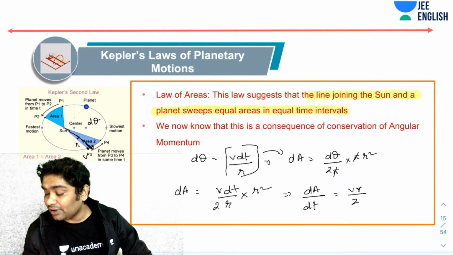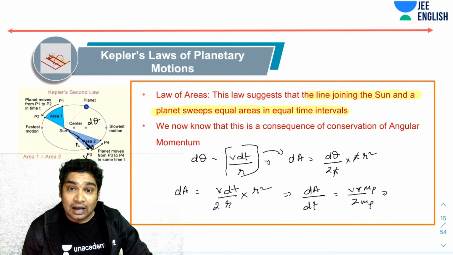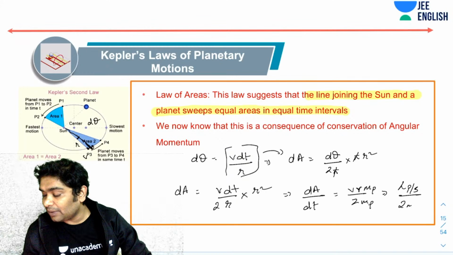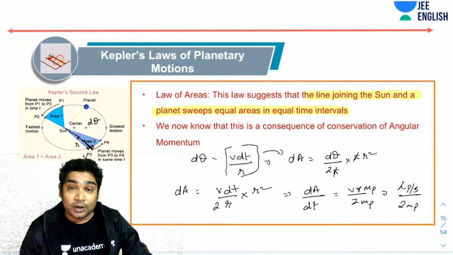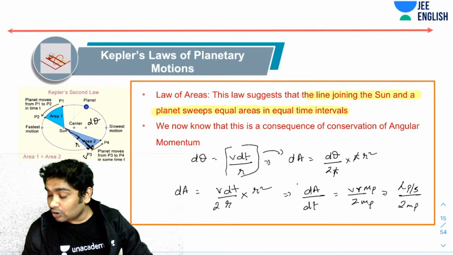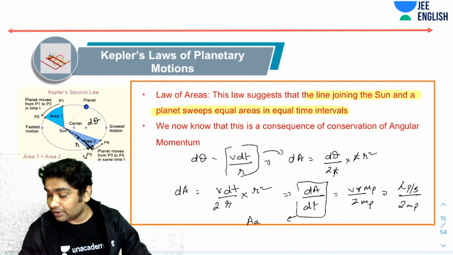Now all you can do is multiply this with the mass of the planet and divide this with the mass of the planet. The upper term, mvr, is nothing but the angular momentum of the planet with respect to the sun, over 2 times the mass of the planet. Now, dA by dt is also called the aerial velocity. This law is important. A lot of questions have been asked from this equation, so you must remember it. It's called aerial velocity.